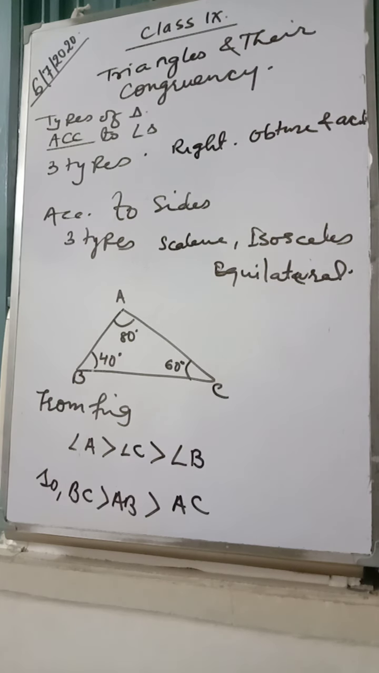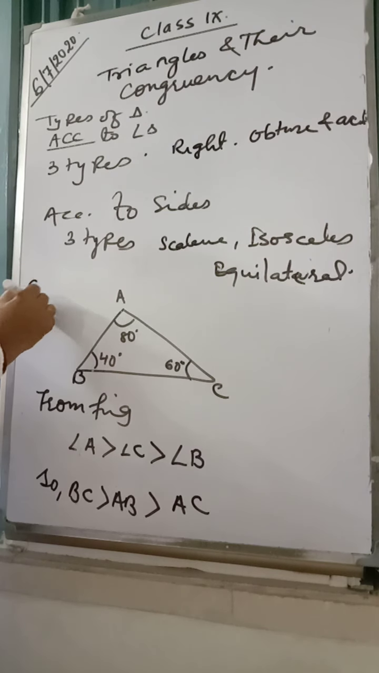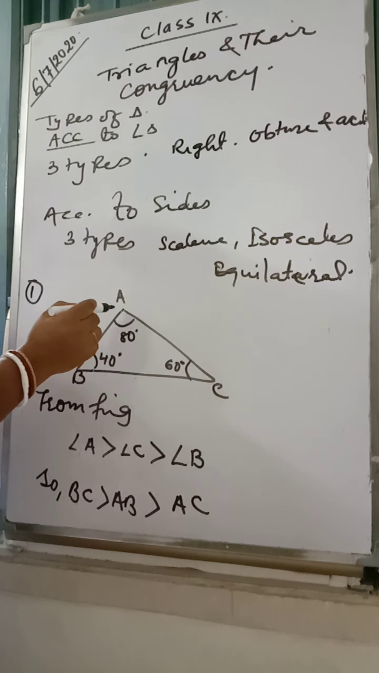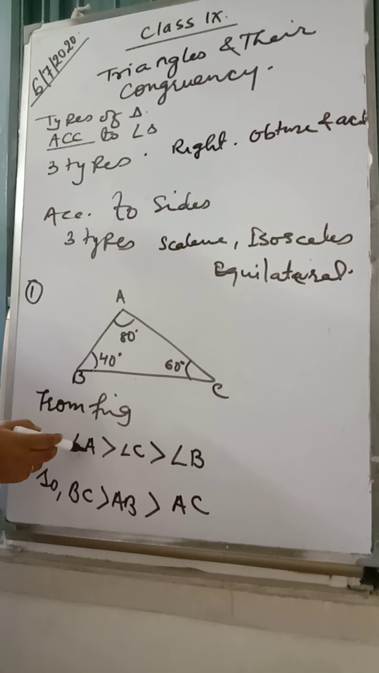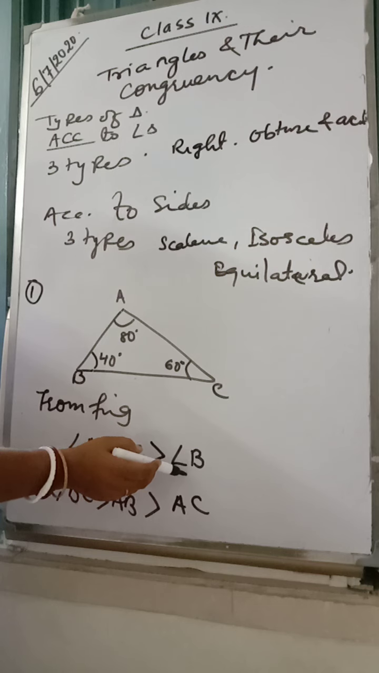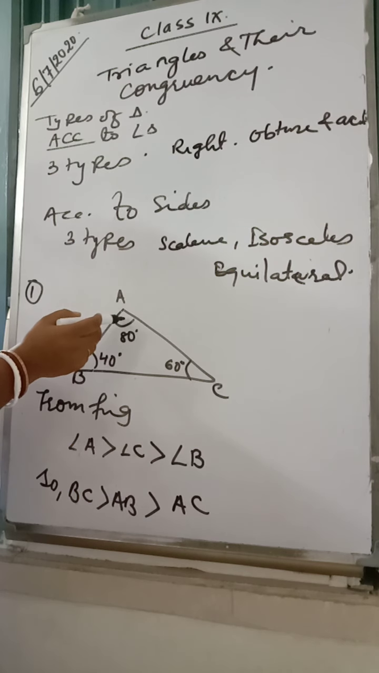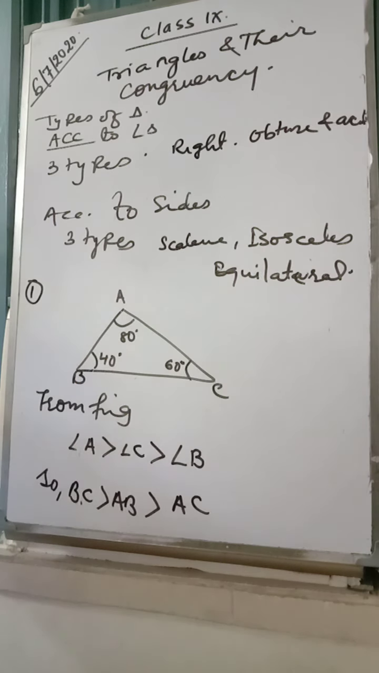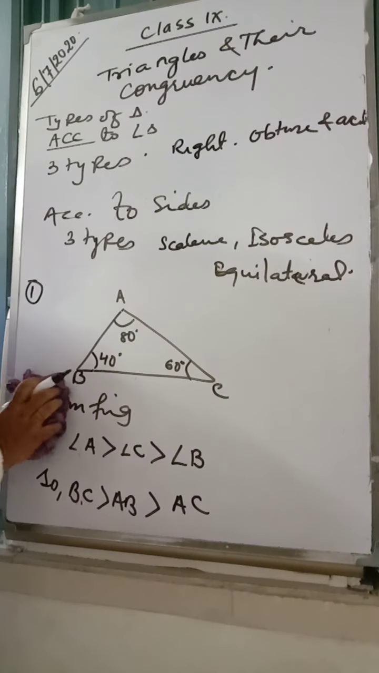The second relation is just the converse of it. Again I am saying, there are 3 angles of a triangle. The greater angle has the greater side opposite to it. According to the figure you can see angle A is the greatest, angle C is the second largest, and angle B is the smallest one. Similarly, because of that, BC will be the greatest side, AB will be the second greatest side, and AC will be the least side. That is according to the figure we'll write.